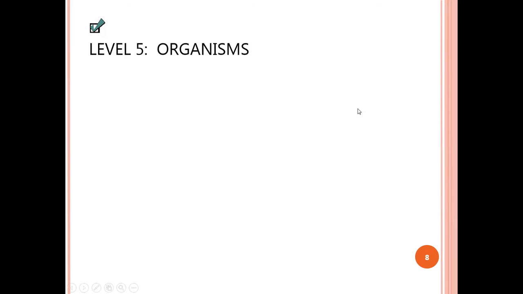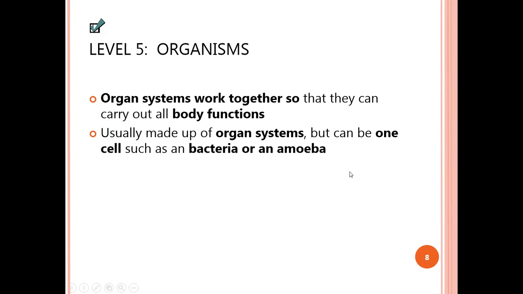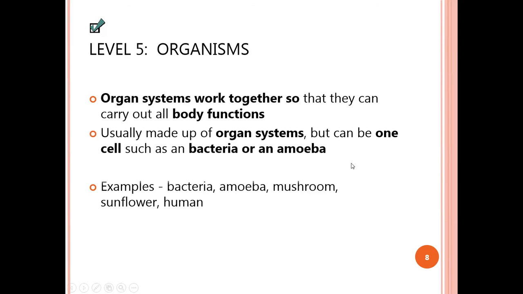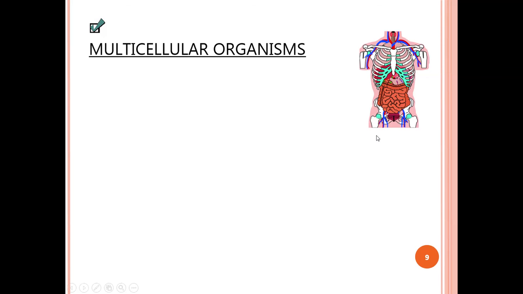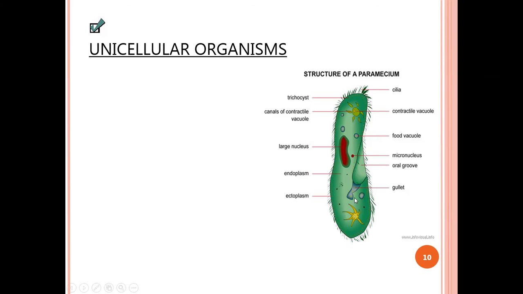And then when you have enough systems that go together, you end up creating what we call an organism. So organ systems work together to carry out all body functions. An organism is usually made up of organ systems, but can be a single cell, such as bacteria or amoeba. Here are some examples: bacteria, amoebas, mushrooms, sunflowers, humans. These are all organisms, and they all have different levels of organization attached to them. In a multicellular organism, we have many cells, and individual cells work together for the good of the organism. In unicellular organisms, you have one cell, and it performs all the functions.